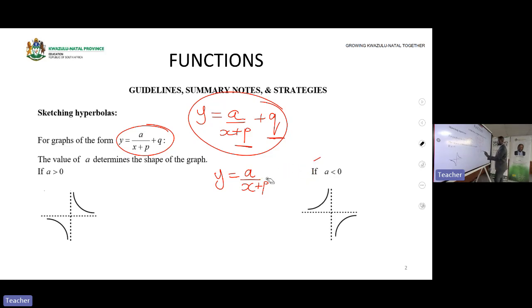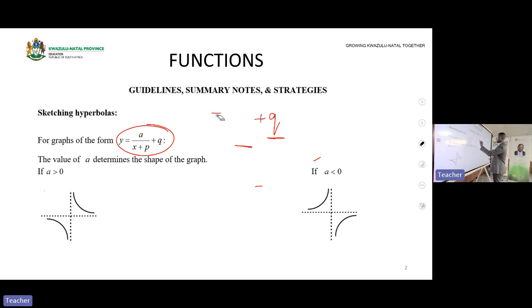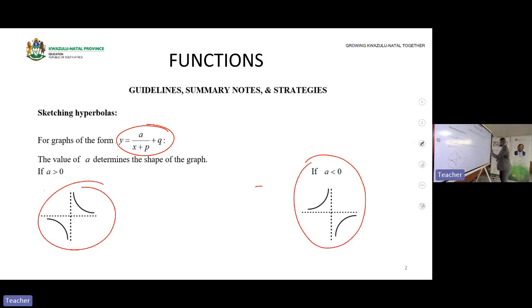So we spent a lot of time in our previous lesson talking about the effect of p as well as the effect of q. So that is our general form for the hyperbolic function. Now, our hyperbolic function may take this form when our a is positive, or it may take this shape when our a is negative.